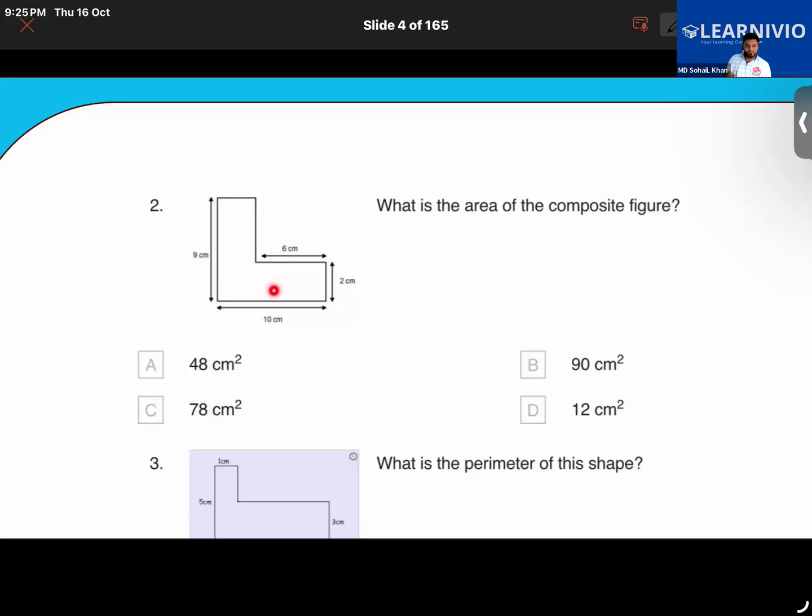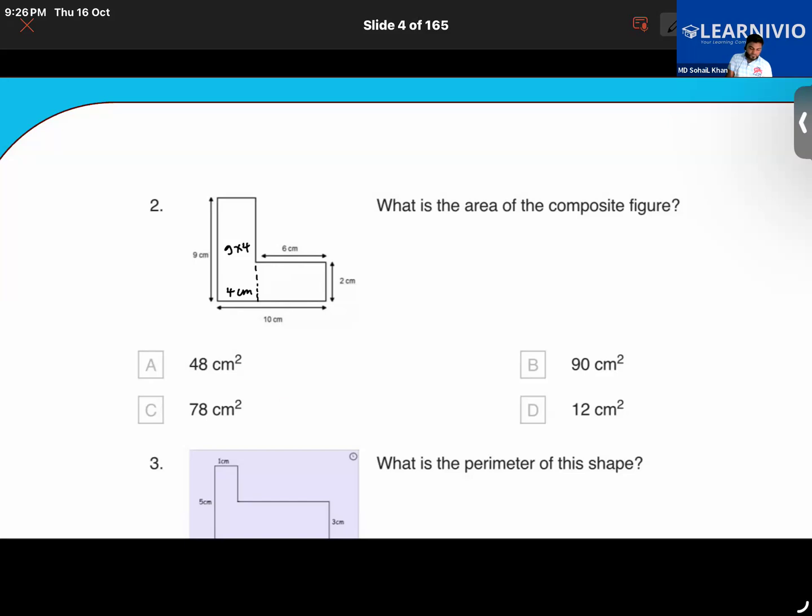Okay, so once again, I'll draw the figure. Divided from the starting point of 6 centimeters, into two parts. Let's try to divide it from here, suppose. So 10 minus 6 equals 4. So the breadth is 4 centimeters. For this much it is going to be 4. Very good. So for this one we have 9 into 4. 9 into 4 is 36.